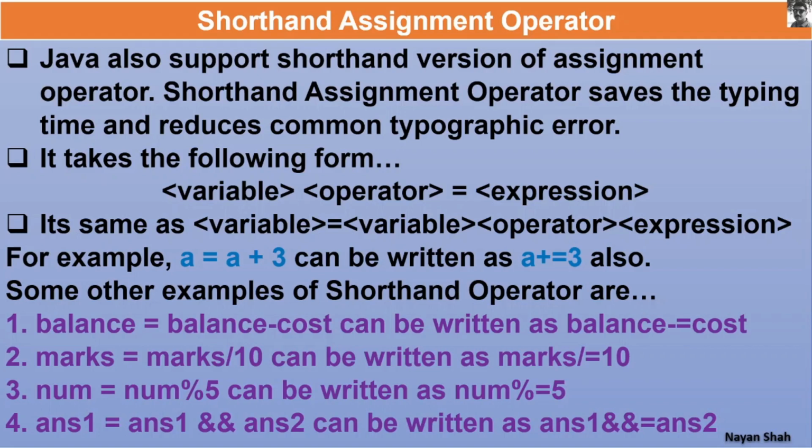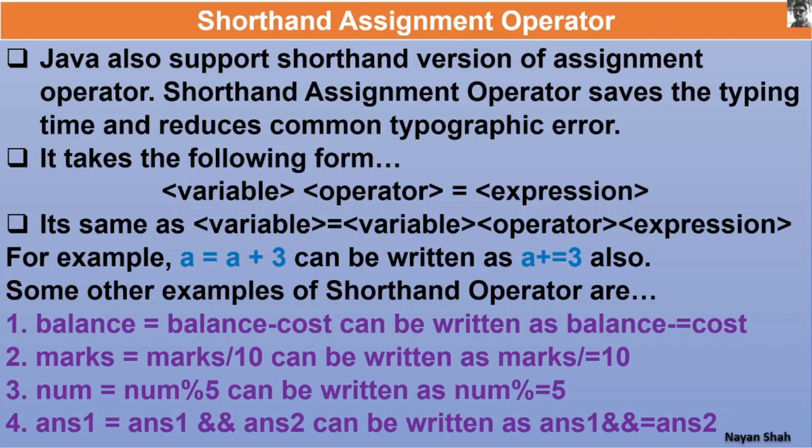It takes the form variable, operator. It can be many different operators: arithmetic operators, logical operators, many different operators. So variable, operator, assignment, that is the equal sign, and expression. It's the same as variable is equal to variable operator expression. So the result will be the same. But what is the advantage? We will see.